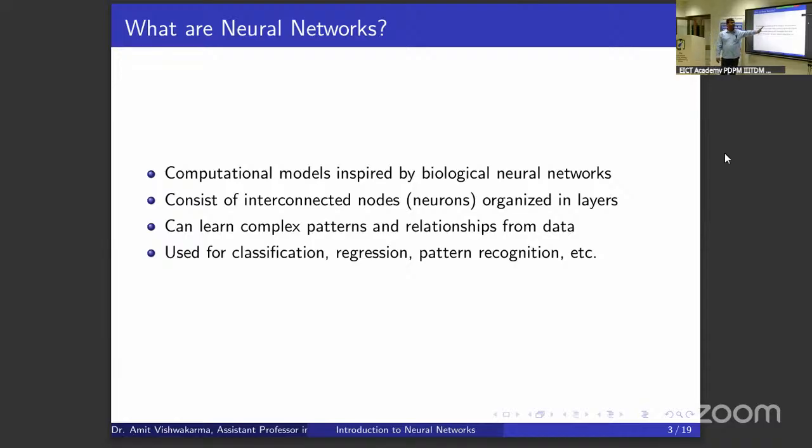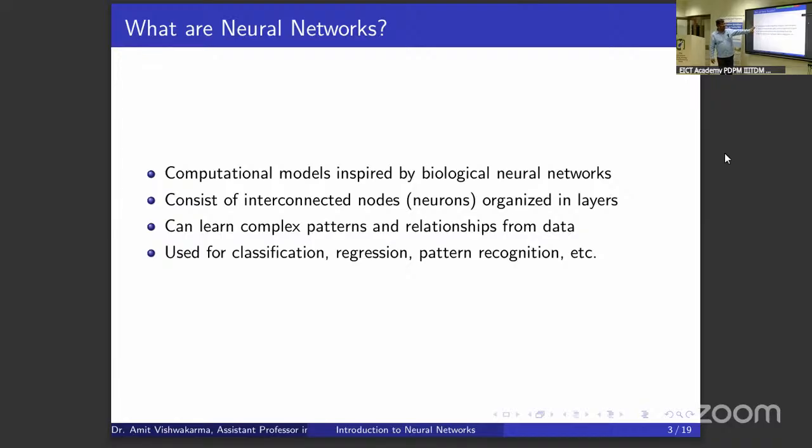It is inspired by the biological neural network. Biological neural network means our brain also has a neural network, which is called the biological neural network. Based on this strategy, researchers designed the artificial neural network, which is basically called a neural network or artificial neural network. So this neural network design is inspired by the biological neural network which is there in our brain.